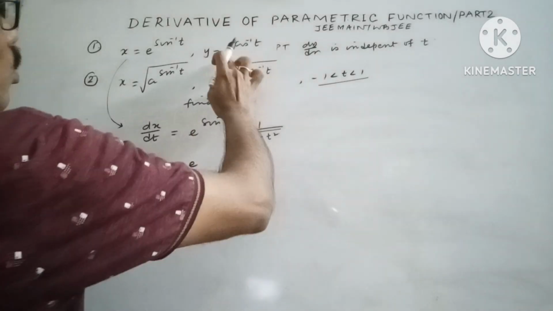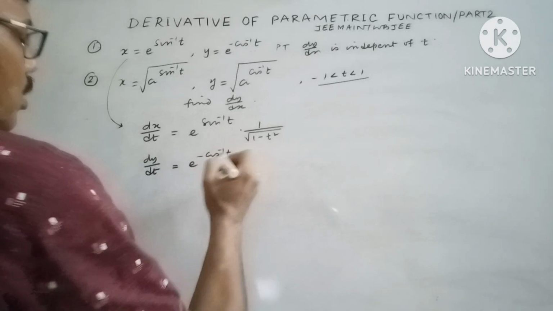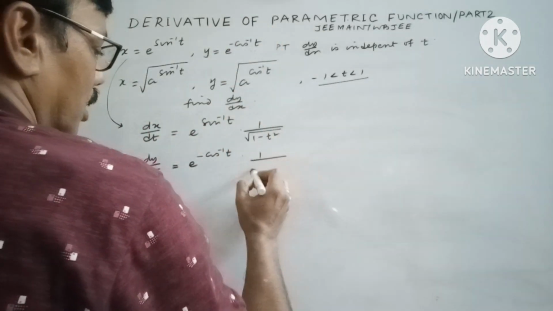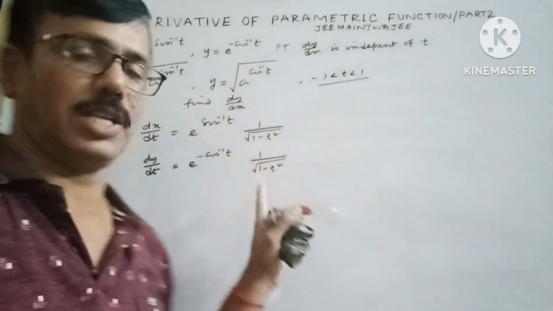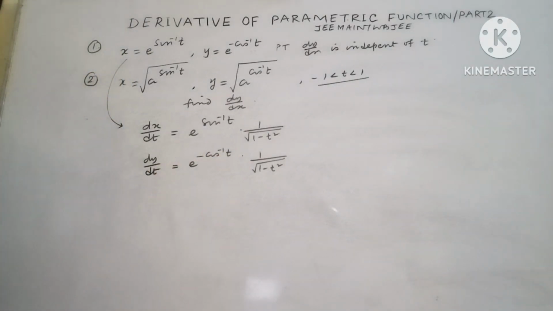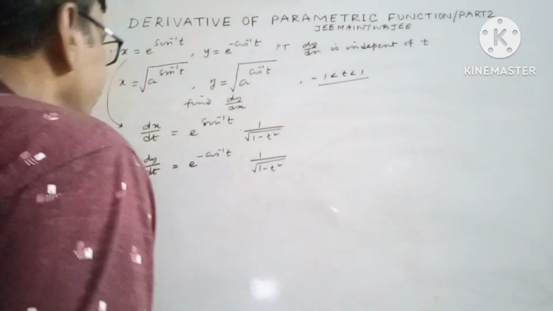is e to the power minus cos inverse t into derivative of minus cos inverse t. The derivative of cos inverse t is minus 1 by root under 1 minus t square, due to the presence of minus, this will be plus. So this is dx by dt, this is dy by dt.